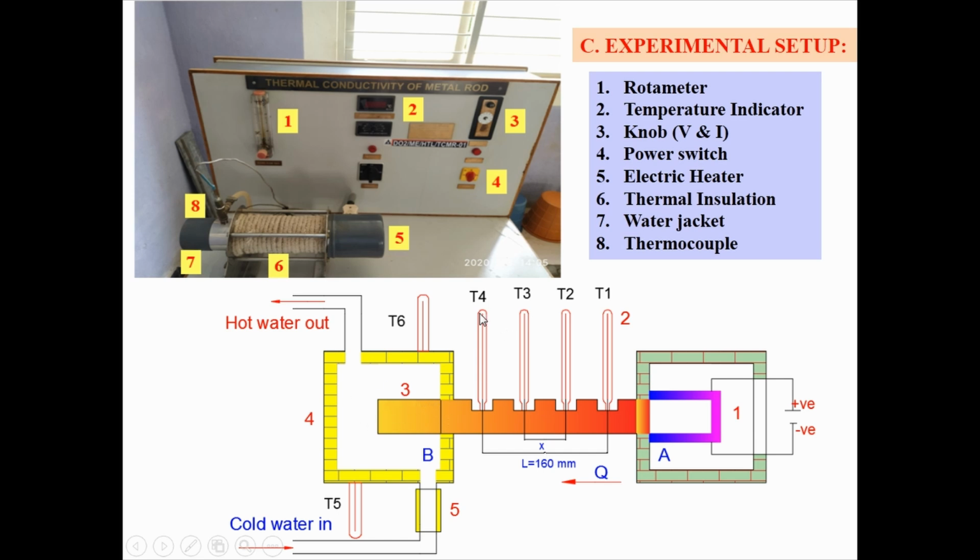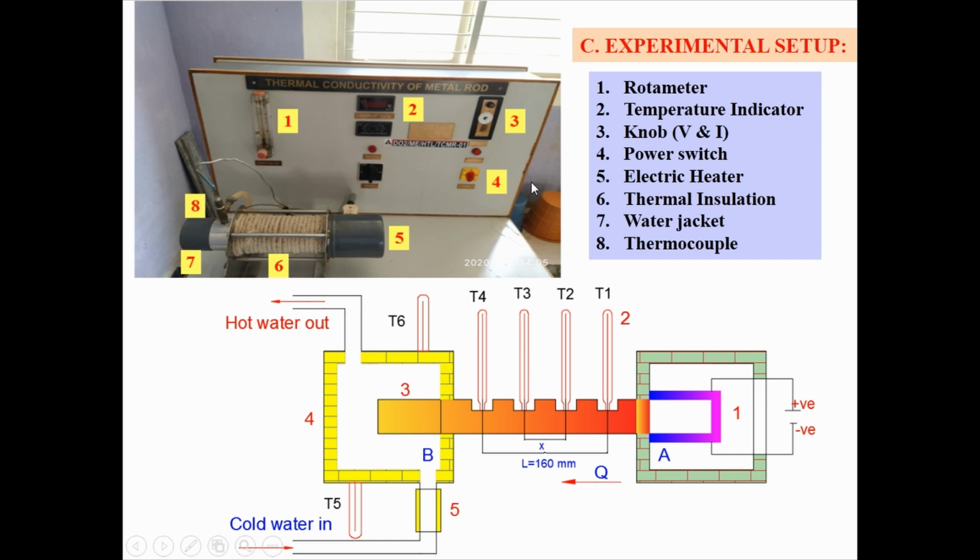We have placed 4 thermocouples on the surface of the aluminum rod and 2 thermocouples on the surface of the water jacket. T1, T2, T3, T4 represent aluminum surface temperature, whereas T5 represents water inlet temperature and T6 represents water outlet temperature. Then how to conduct the experiment?